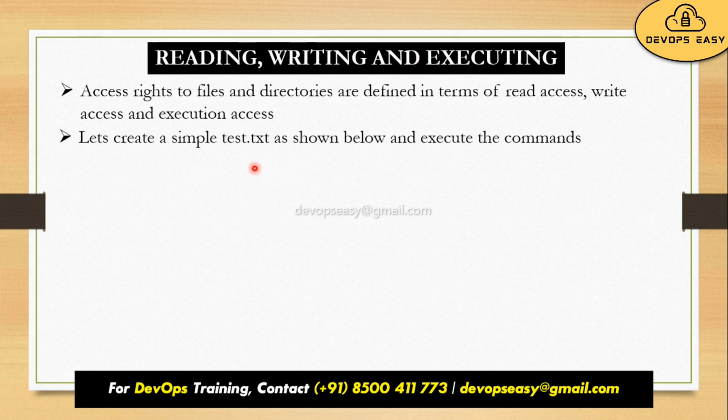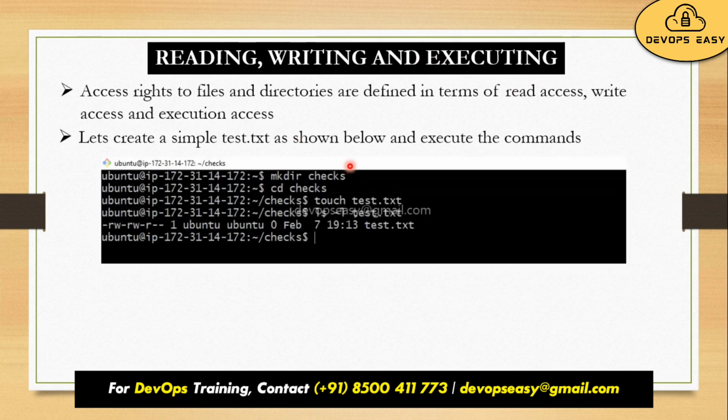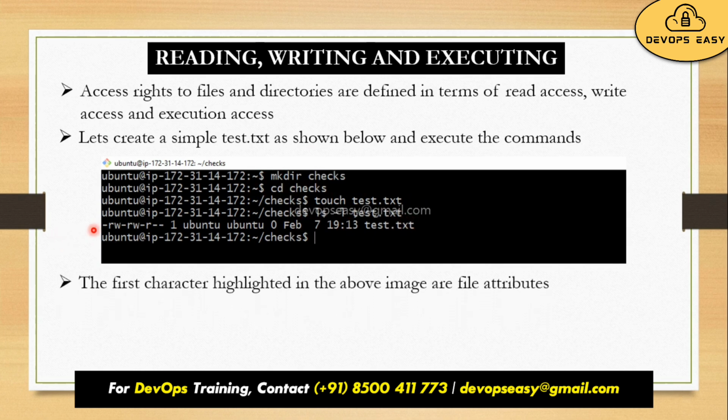Now I will create a simple text file, as shown below in the screenshot. I have created one directory, gone inside this directory, and created test.txt. Whenever I enter ls -l test.txt, if you see, these are the magical characters. The first character highlighted in the above image is the file attribute. What is this file attribute? A dash is nothing but a file. If it is d, it's a directory.